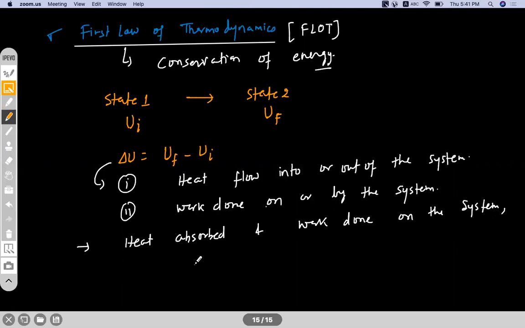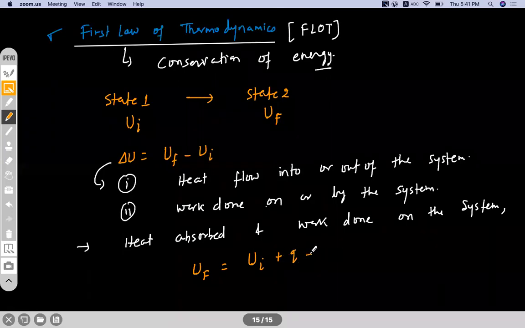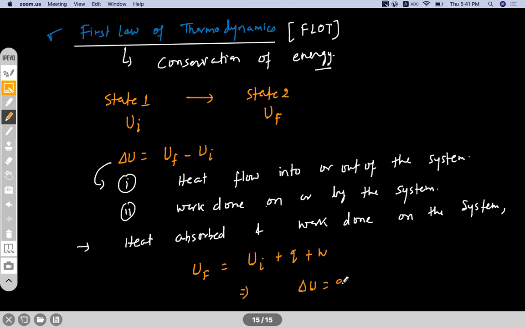It means what? UF is the final internal energy we have, is equal to UI, the initial internal energy, plus Q, heat absorbed, heat is given to the system, and work done on the system, that is also positive, so plus W. So UF minus UI is delta U, so delta U is equal to Q plus W. So if you see this expression, it means work done on the system we have. If it is on the system, delta U is equal to Q plus W. If it is by the system, heat absorbed and work done by the system, then it is minus W over here.